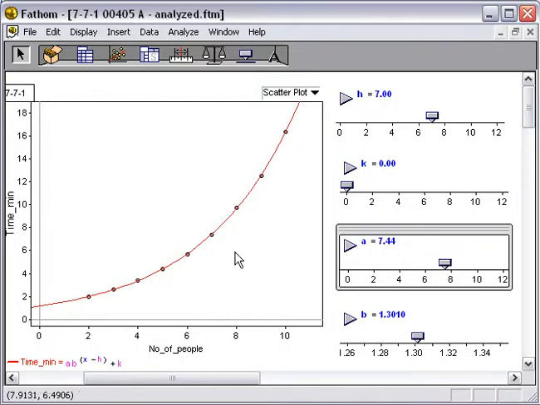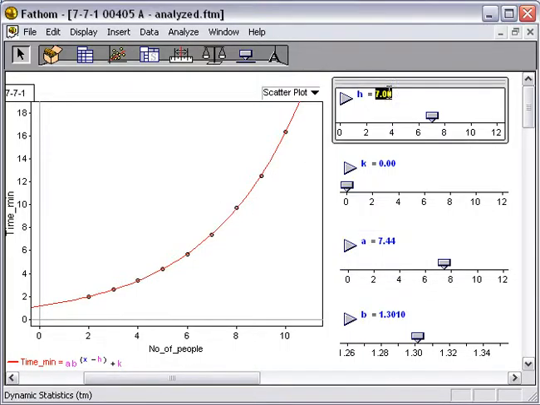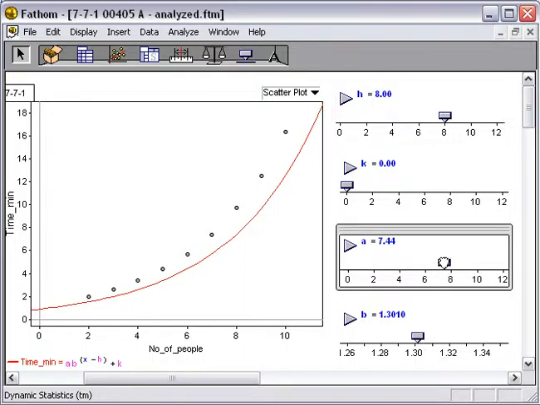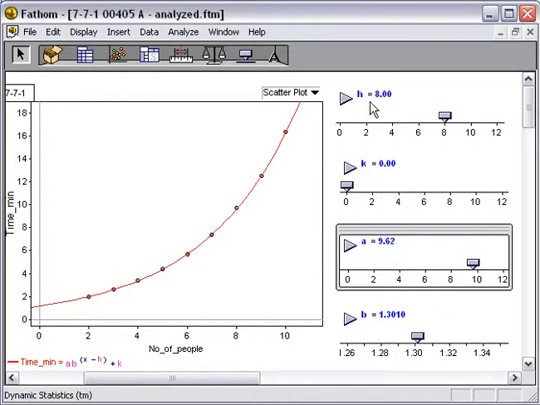Or we could have chosen the elbow to be this point here. In that case, H would be 8. And A would have to be close to 10. Notice when we choose different elbows, we get different values for H and A, but the same values for K and B, because the horizontal asymptote did not change and the growth factor did not change.